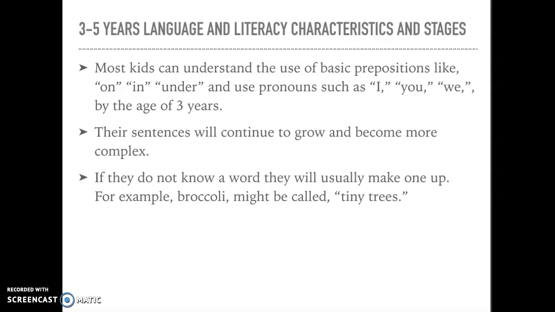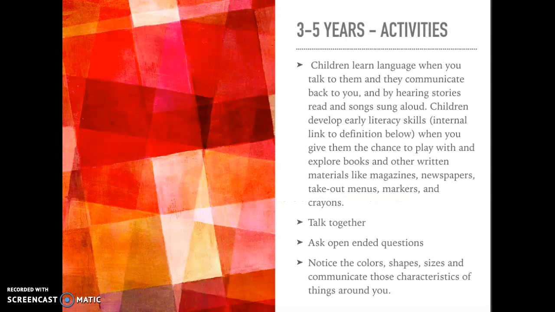For 3 to 5 years, the language and literacy characteristics and stages are as follows. Most kids can understand and use basic prepositions like on, in, under. They can also use pronouns such as I, you, we by the age of 3. Their sentences will continue to grow and become more complex. If they do not know a word, they will usually make one up. For example, broccoli might be called tiny trees.